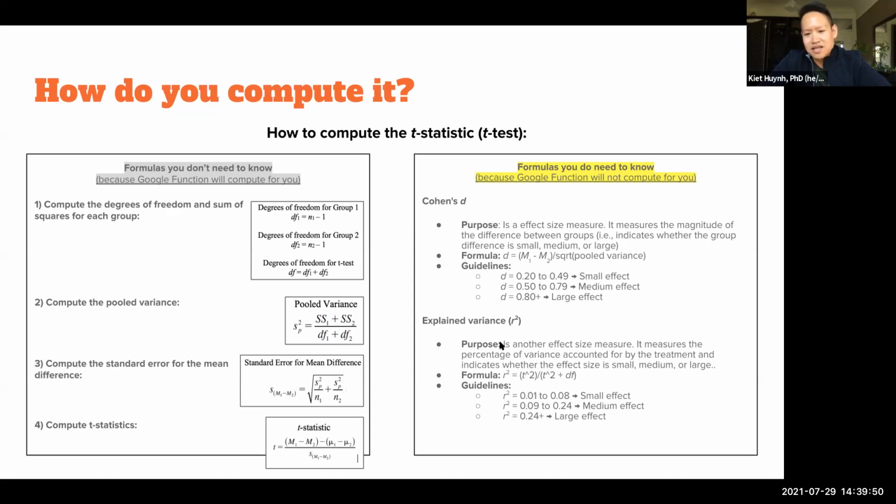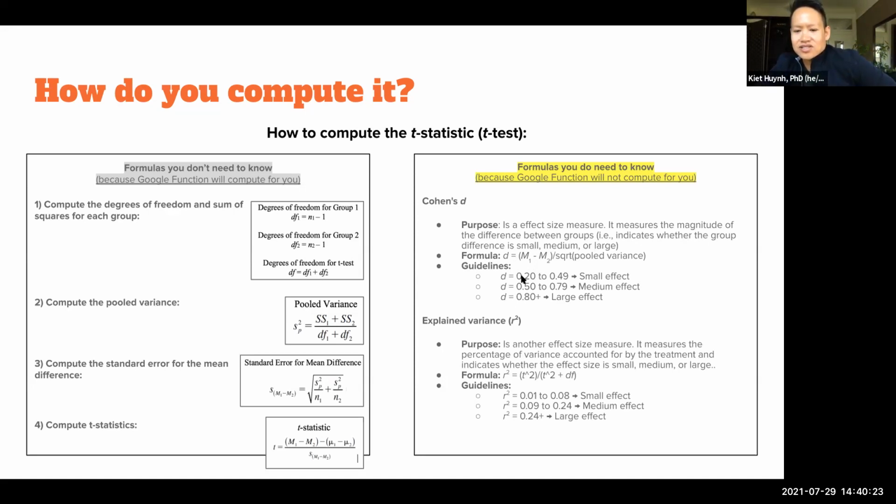And there's two types. I mean, there's more than two, but we'll just use two for the sake of this class. There's the Cohen's d, meaning the magnitude of the difference. And how you compute that is you subtract the means of both groups, mean 1 minus mean 2, and then you divide it by the square root of the pooled variance. So the pooled variance is this value, and you take the square root of that, and you divide the difference between the two means by it. And then you get a d value.